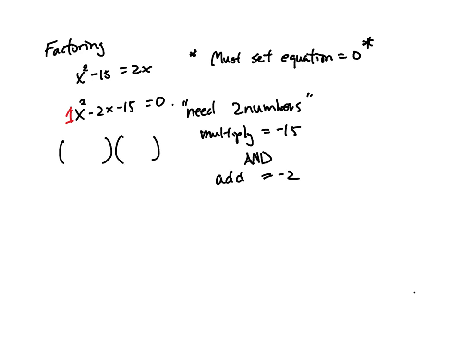So the only way to get x squared is x times x. So you kind of get the x's automatically. And in this case, the only two numbers that multiply to give you negative 15 and add to negative 2 are negative 5 and plus 3.